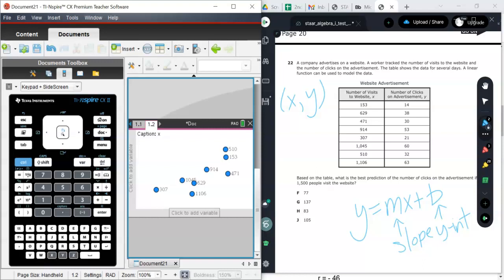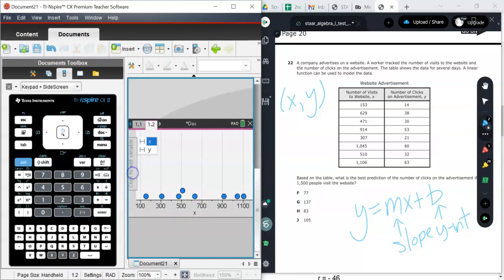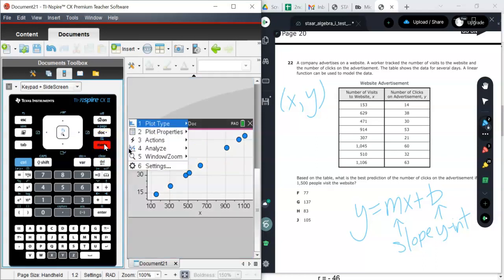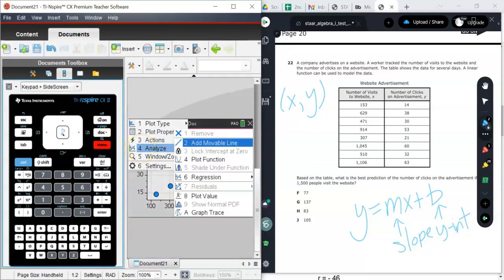So our horizontal axis will be my X values. You see how it arranges them. My vertical axis is my Y values. And you can see there, it's linear. You can see the straight line being formed. So now that we've got this, we're going to go to Menu, and we're going to analyze this graph. And we're looking for an equation.